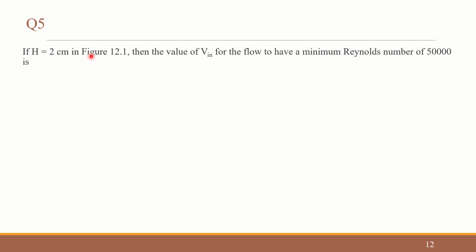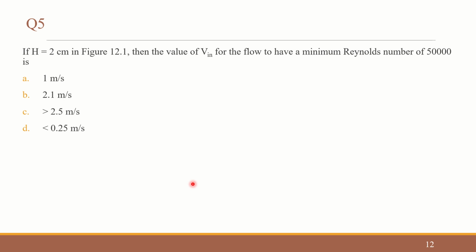If h is equal to 2 centimeter in figure 12.1, then the value of V in for the flow to have a minimum Reynolds number of 50,000 is dash. Option A, 1 meter per second; option B, 2.1 meter per second; option C, greater than 2.5 meter per second; option D, less than 0.25 meter per second.